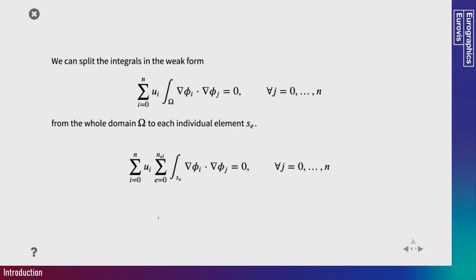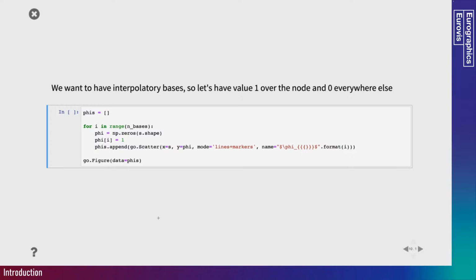Now we need to pick what the basis functions are, and one simple way of defining basis functions is to have something that's interpolatory. So we want a basis function which is 1 over one node and 0 everywhere else. I just want to point out that this is just a simple standard choice. It can deviate. For example, if you're doing IGA, you will have bases which are not interpolatory. There is no strict requirement of interpolation.